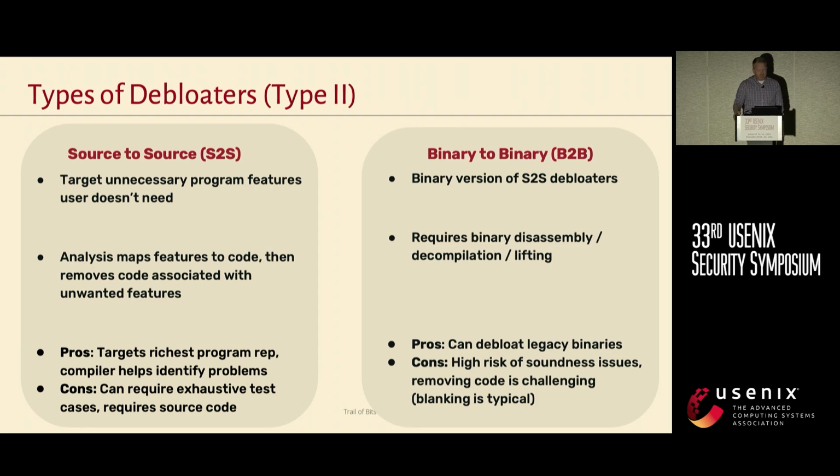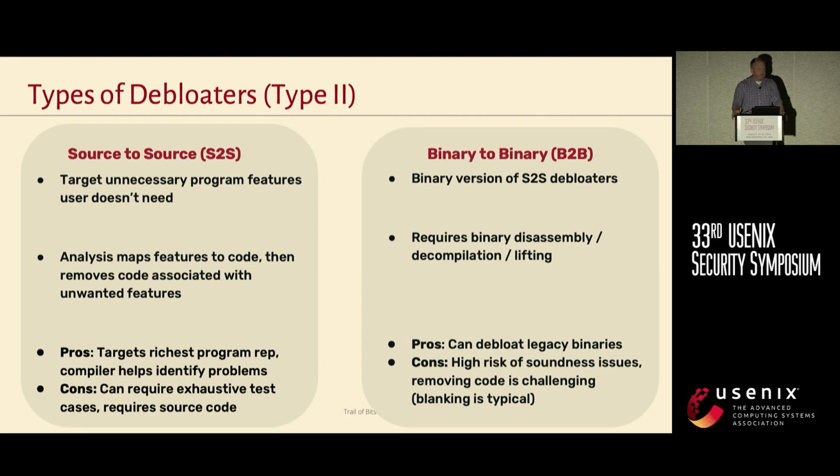Type 2 debloaters, which are primarily trying to get rid of excess features, come in 2 varieties. The first is source-to-source. In source-to-source debloaters, the tool will typically analyze the program represented in source code, identify high-level features, map them to the code that implements them, and then allow the user to remove code associated with features. One of the issues is that it requires source code.